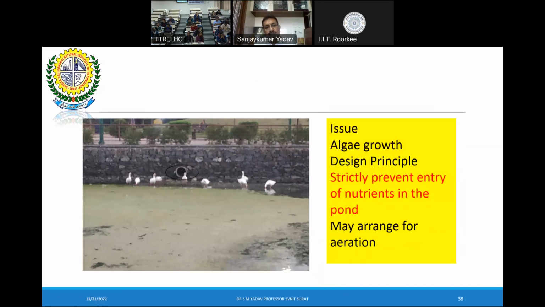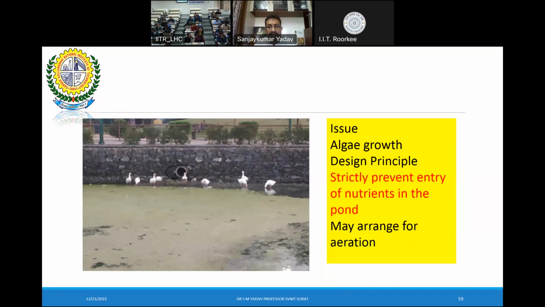The second picture shows the same as the previous one, but in this the problem addressed is algal growth. You can see that the water is not crystal clear or clean. The reason for this is that the nutrients added into this pond through one source or another result in algae growth, and therefore strictly preventing the entry of nutrients into the pond is required.